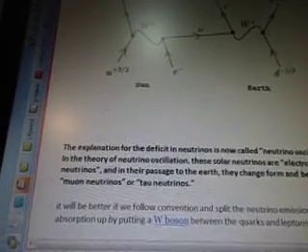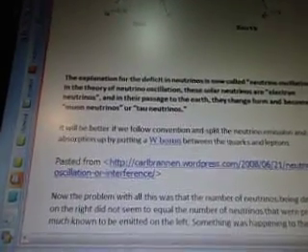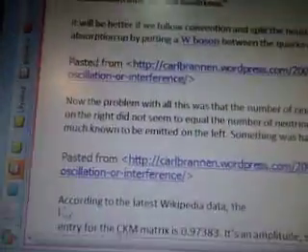The explanation for the deficit in neutrinos is now called neutrino oscillation. In the theory of neutrino oscillation, these solar neutrinos are electron neutrinos, and in their passage to the Earth, they change form and become muon neutrinos or tau neutrinos. It will be better if we follow convention and split the neutrino emission and absorption by putting a W boson between the quarks and leptons. And that's from carlbrannan.wordpress.com. He's a blogger, and this is the stuff he's written here. And I did highlight it for myself.